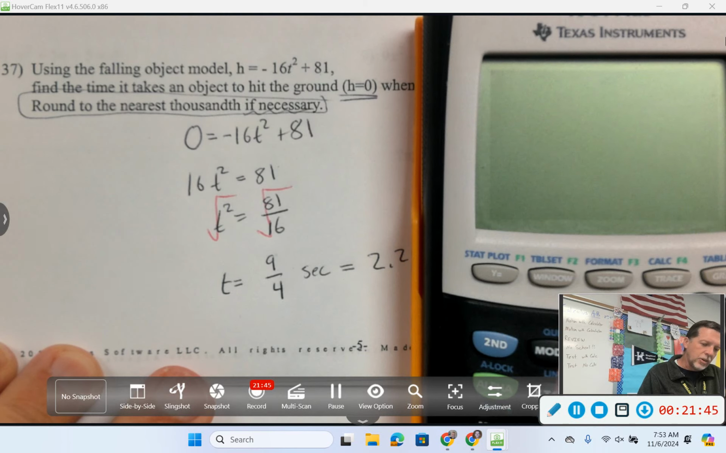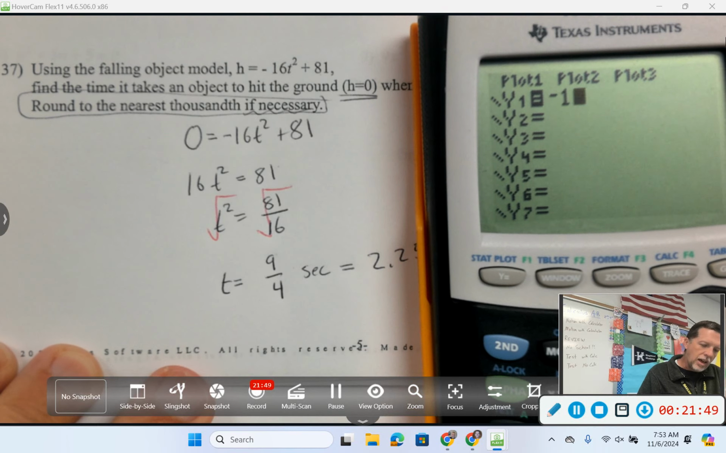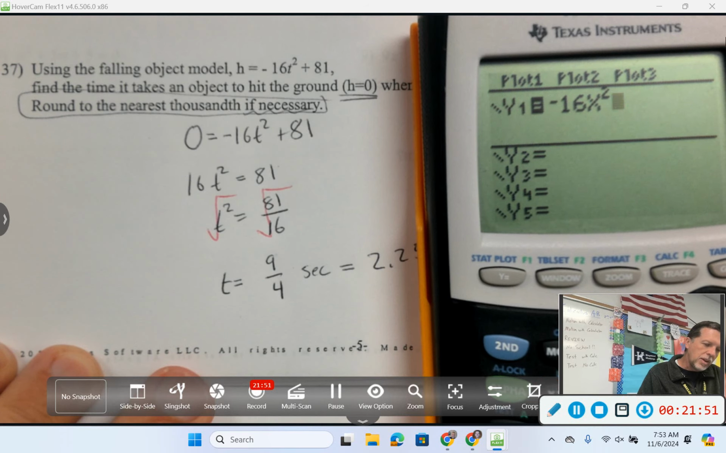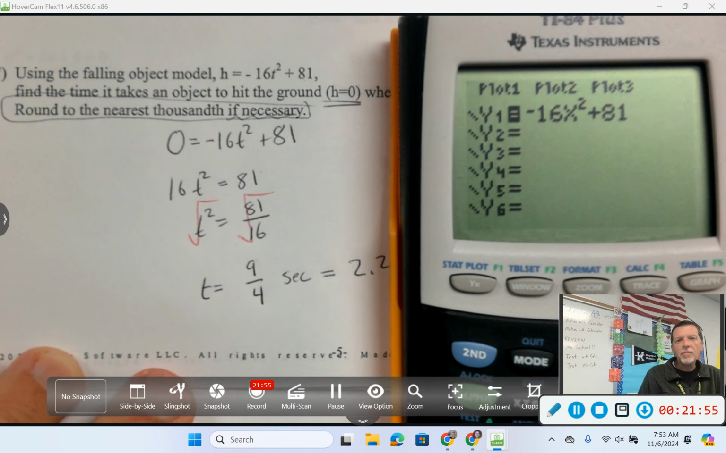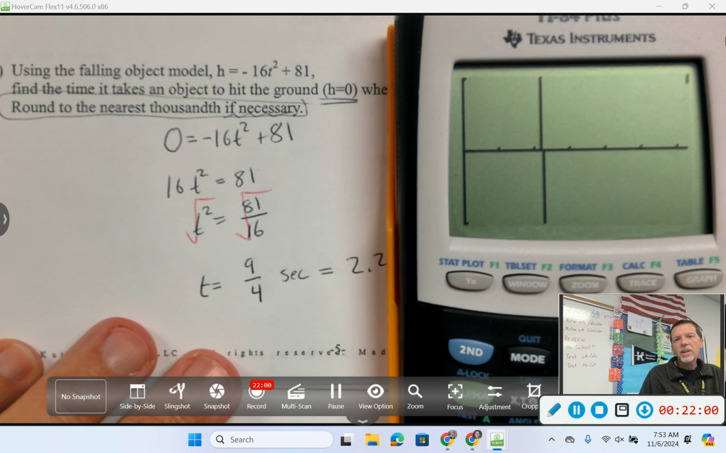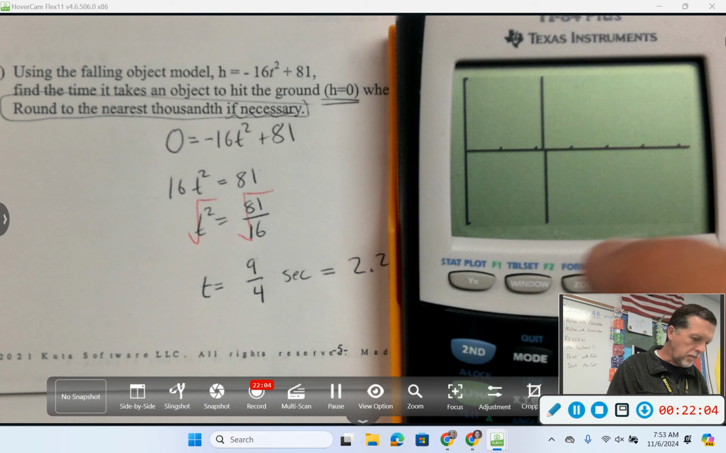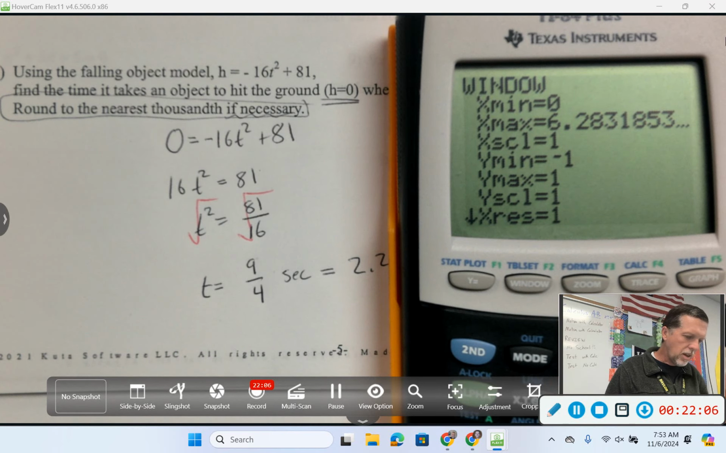I was going to go with the calculator method, just because if it's harder, you might be better. Plus, you can see what's happening. My window's going to be messed up, I'm sure. Oh, there's 2.25 seconds, where it hits the ground. But my window, I know it hits the ground in 2 seconds. Y max, I know it starts at 81, so may as well go up to like 90.